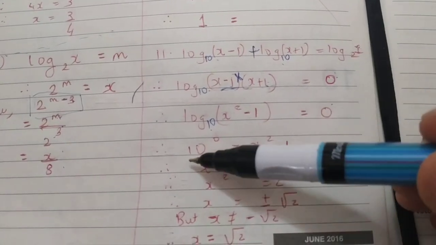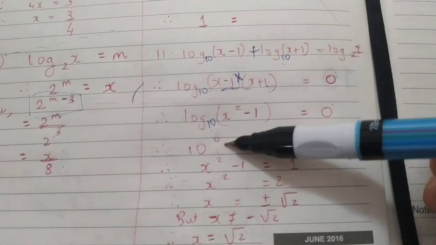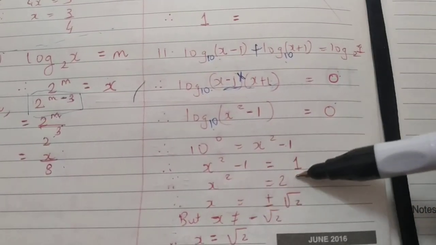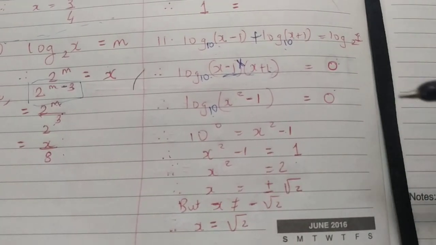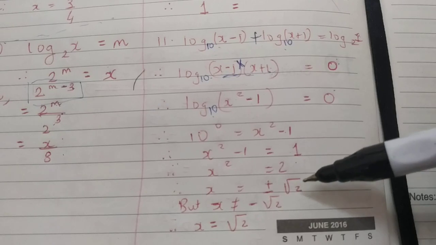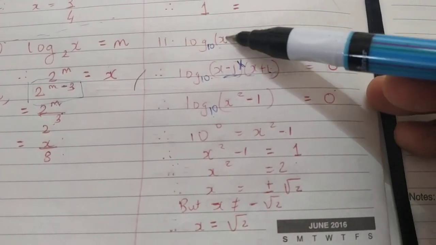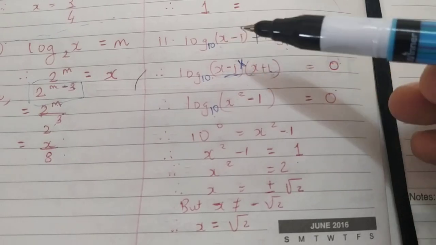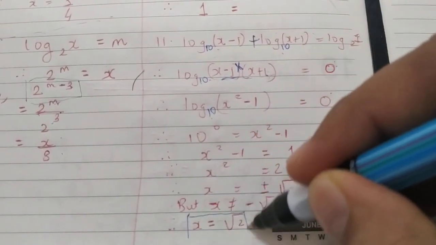But 10 raised to 0 is 1. Shift minus 1 on the other side. So you get x square is equal to 2 and value of x is plus or minus root 2. However, minus root 2 is invalid because inside the log I cannot have minus root 2. So the only answer is x is equal to root 2.